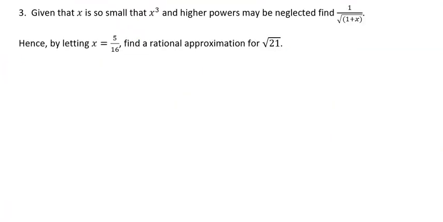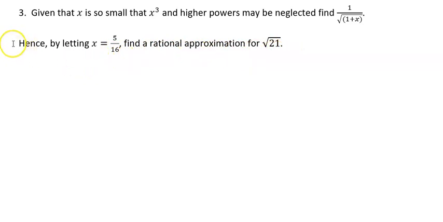Okay, this is a tricky question. It says, given that x is so small that x cubed and higher powers of x may be neglected, find the expansion of 1 over the square root of 1 plus x, and hence by letting x equal 5 over 16, find a rational approximation for root 21.